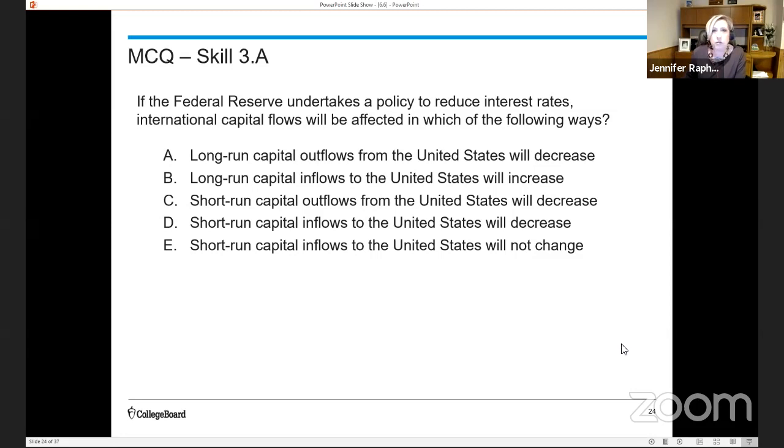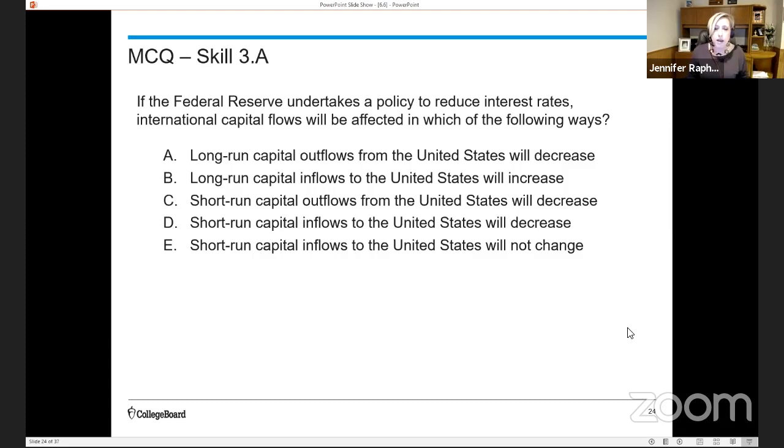Okay, so here's another question pulled from the question bank of publicly available questions. If the Federal Reserve undertakes a policy to reduce interest rates, international capital flows will be affected in which of the following ways? Well, if we reduce interest rates, is that capital inflow or capital outflow? When domestic interest rates become relatively lower, that's going to lead to capital outflow. So if the Federal Reserve, which is the United States central bank, wants to reduce interest rates, we're going to see capital inflows to the United States decrease and capital outflows from the United States increase.